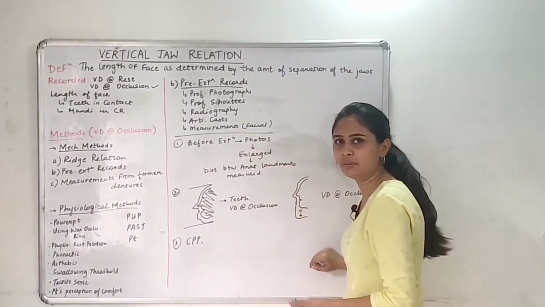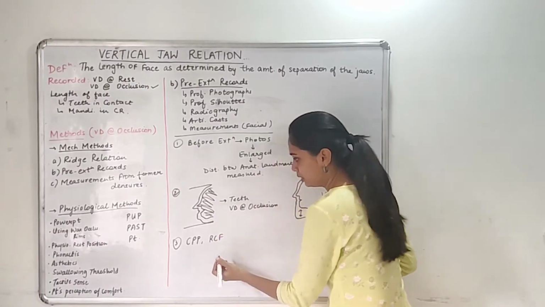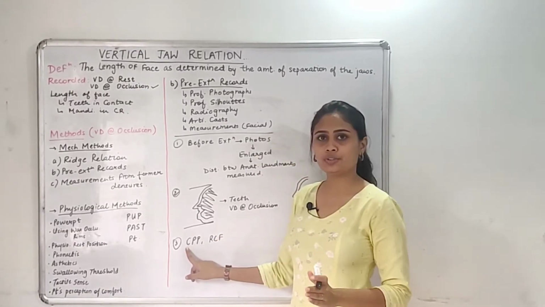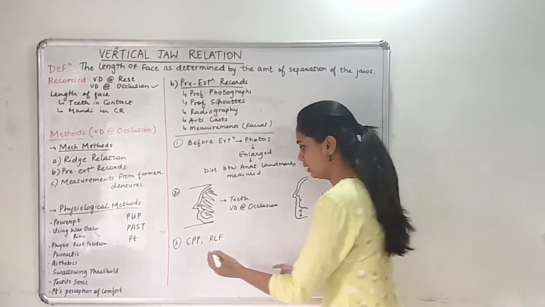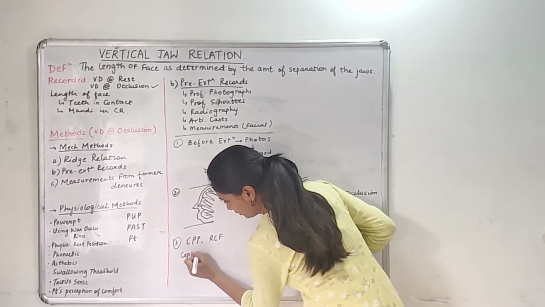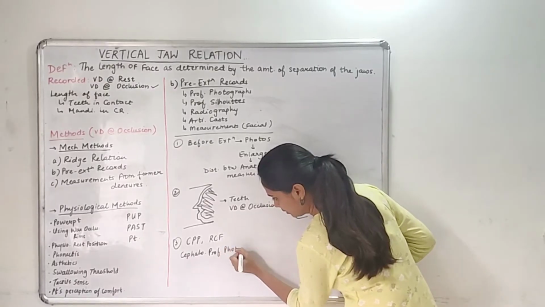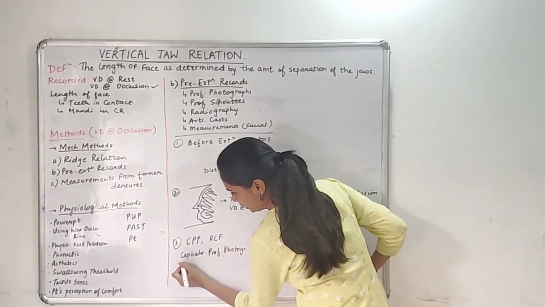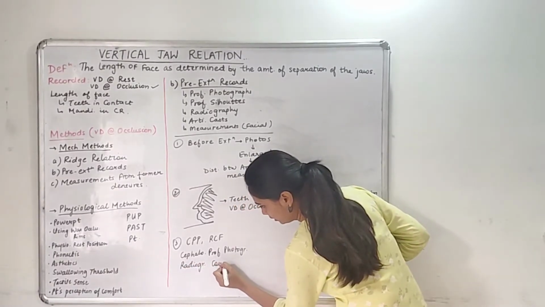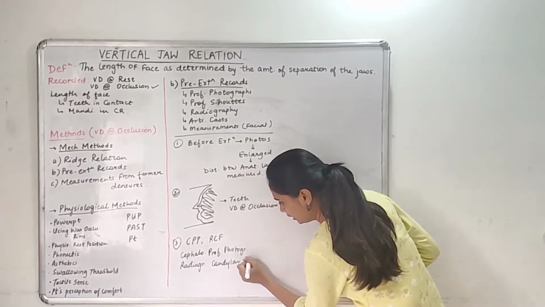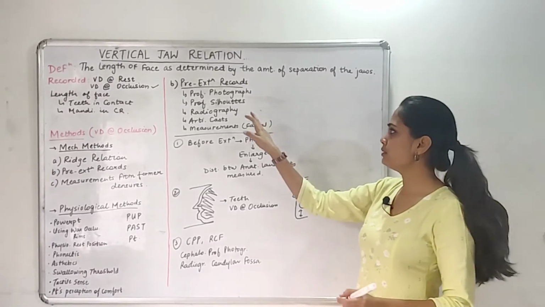It is not very important because the major disadvantage here is inaccuracy. So here CPP is cephalometric profile photographs and RCF is radiograph of the condylar fossa. The major disadvantage here is inaccuracy. Okay, so that is about profile photographs, profile silhouettes and radiography.